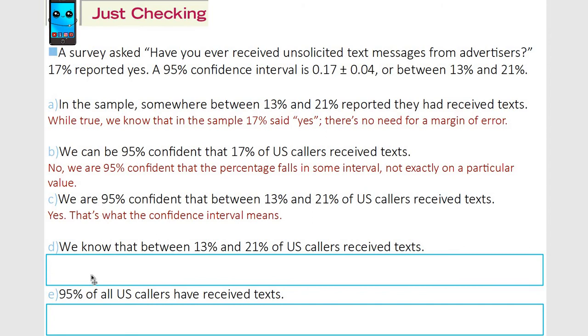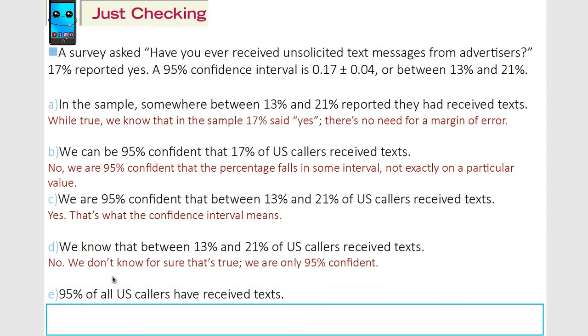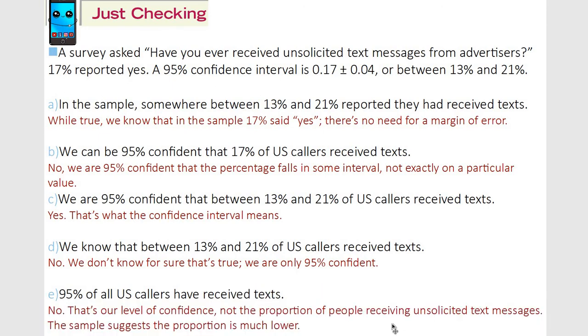For part D, the problem with this statement is that it's saying, basically, with 100% certainty, and that's not true. We are only 95% confident. Part E, you don't want to say it this way, because that's not what it's measuring. That's not what 95% is.